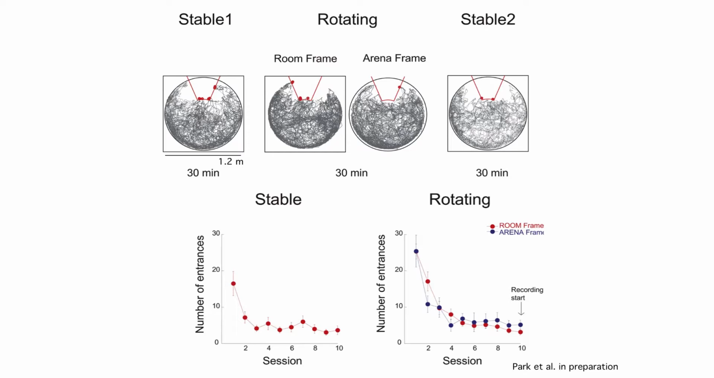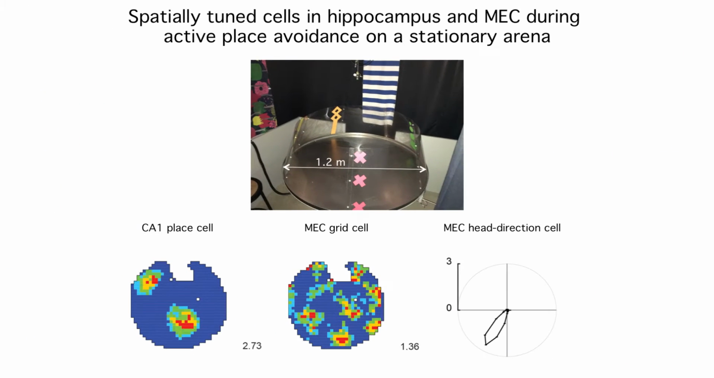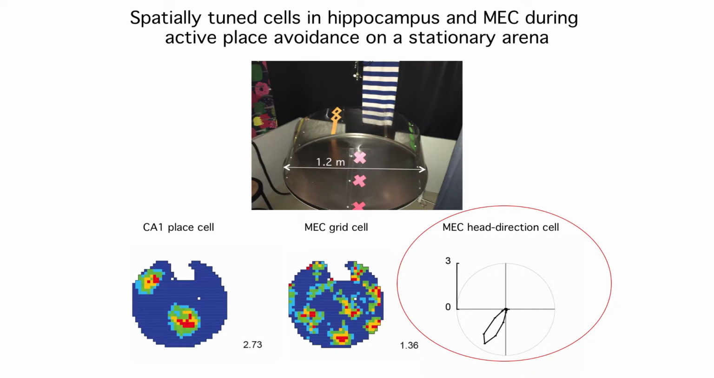And Hay only started the recordings after the animals were very competent at the task. And as I said, she recorded place cells in this somewhat larger arena. This is what the arena looked like. Here's an example of a CA1 place cell when the arena is not rotating, a grid cell, and a head direction cell. And we're going to focus on the directionally tuned cells.